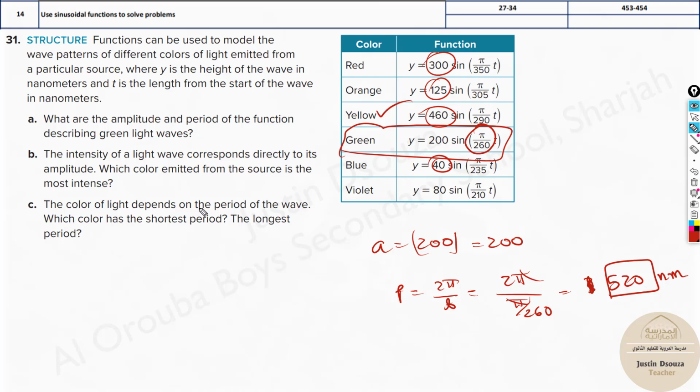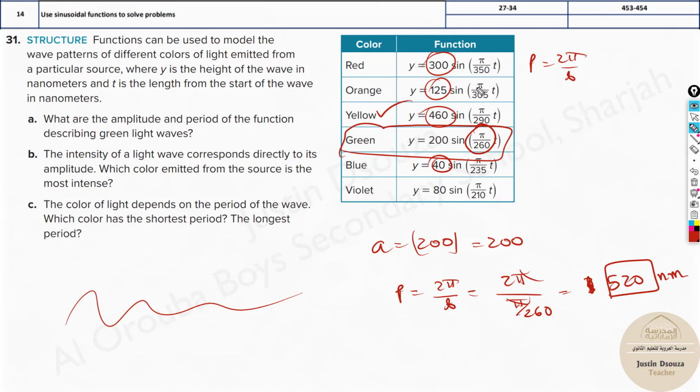Then the color of light depends on the period of the wave. Okay, the period is very important for the color. Which color has the shortest period, and the longest period? So you have to find the period for all the functions. We just now did this, right? Use the formula, same thing. P is equal to 2 pi by B. Here B is pi by 350.